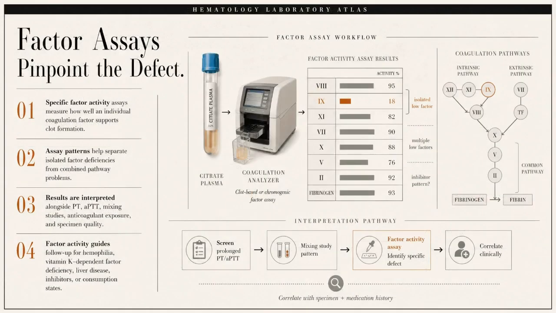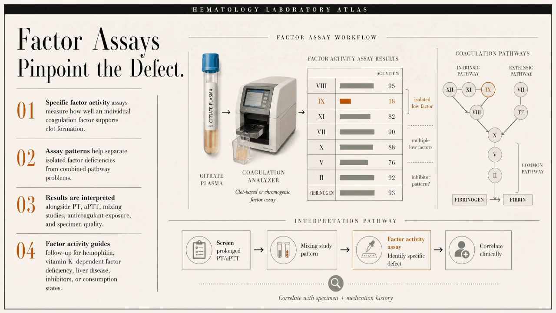Building on mixing studies, which tell us if a deficiency or inhibitor is present, factor assays pinpoint the exact defect. These tests measure the functional activity of individual coagulation factors. We order them when screening tests are abnormal, or if there's a strong clinical suspicion of a specific factor problem. The patterns of factor deficiencies can help us distinguish between inherited conditions like hemophilia, broader issues like liver disease or vitamin K deficiency, and the presence of inhibitors.